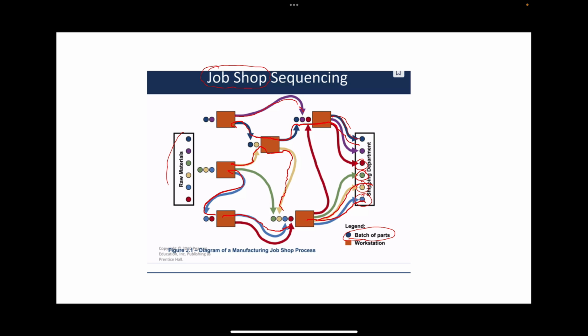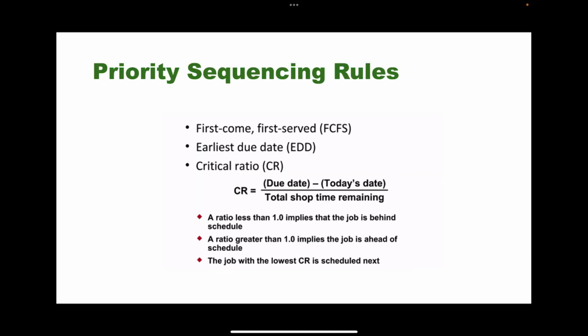So it is very difficult to sequence the jobs, because you need to assign these jobs to several machines, and decide which job should be assigned at which time, etc. That becomes very challenging. So you have some rules for that. The first is the first come first serve rule, then earliest due date, and critical ratio.